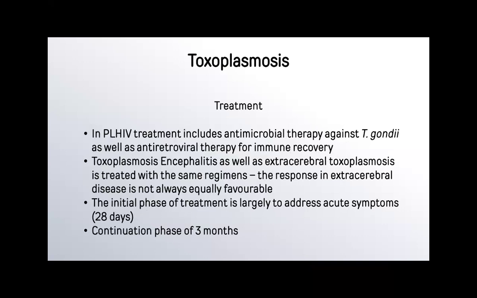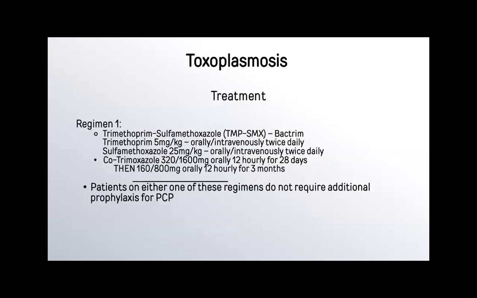In people living with HIV, treatment includes antimicrobial therapy against toxoplasmosis, as well as antiretroviral therapy for immune recovery. Toxoplasmic encephalitis, as well as extracerebral toxoplasmosis, is treated with the same regimen. The response in extracerebral disease, however, is not as favorable. The initial phase of treatment is largely to address the acute symptoms. If there's a positive response to treatment, it continues for 3 months.